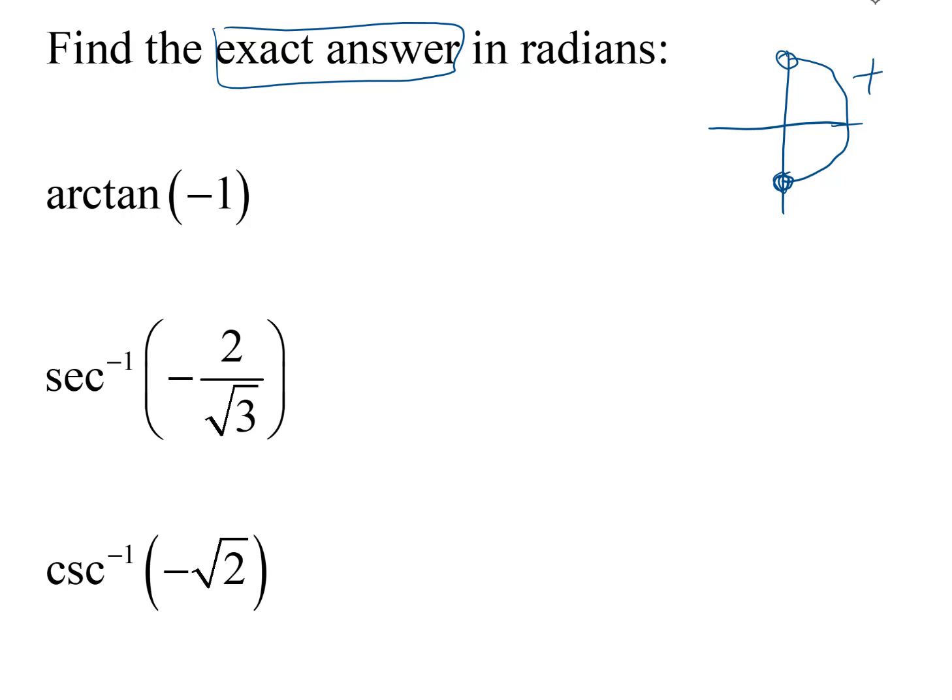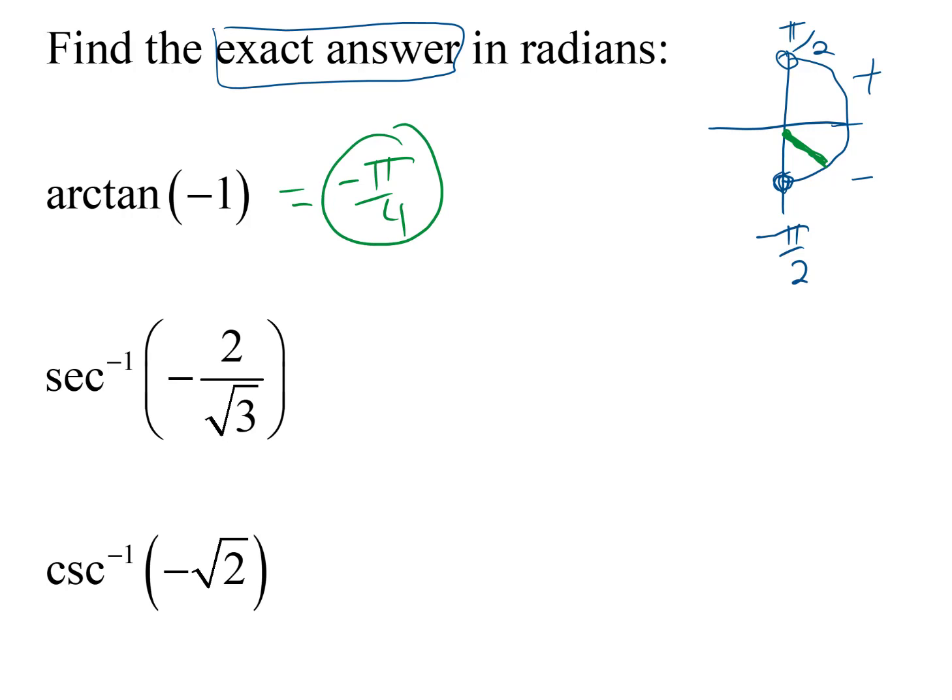So positive tangents will be in quadrant 1 and negative will be in quadrant 4, but we've got to follow the interval from negative pi halves to pi halves. So when is the tangent negative 1? We know it's 1 or negative 1 at multiples of pi fourths, and so to be negative it would be down here in quadrant 4. That should be in the middle, and that would be at negative pi fourths then.